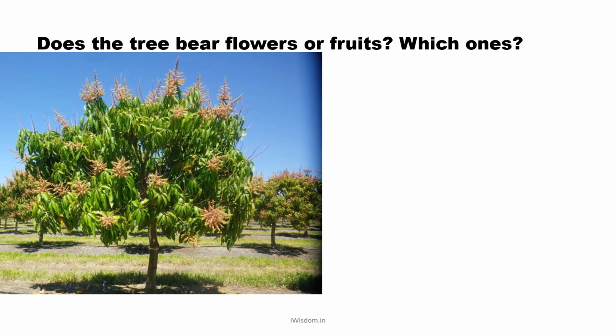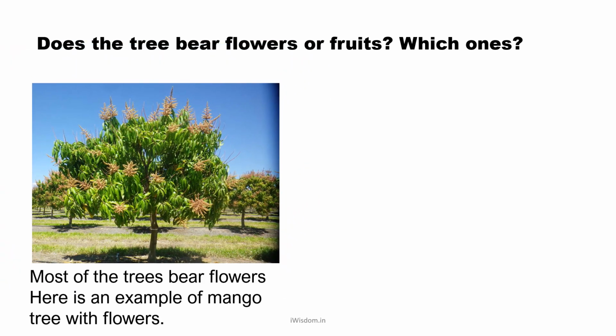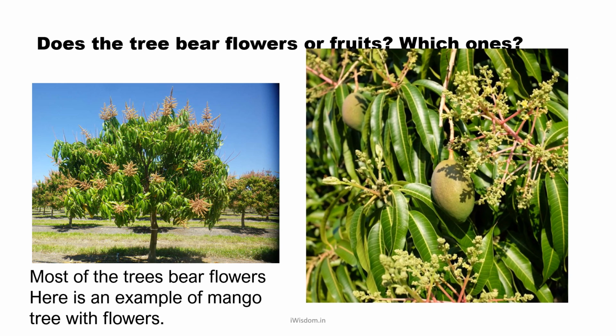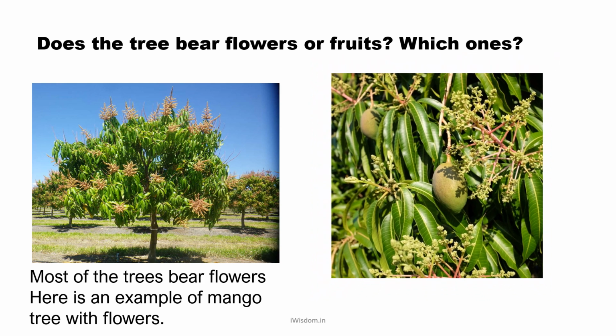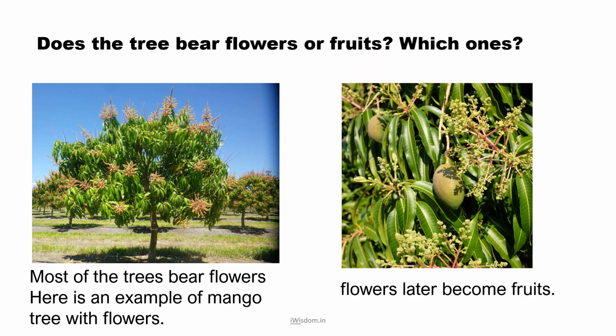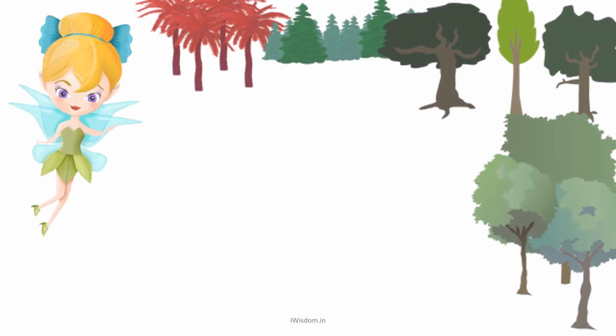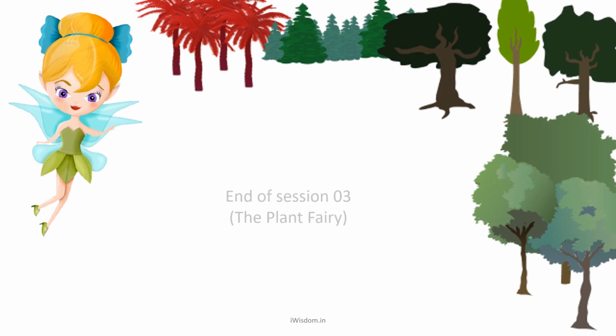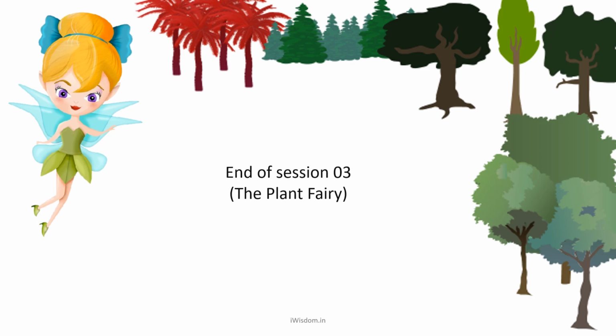Here is an example of a mango tree with flowers. Flowers later become fruits. Rarely do we find trees that do not bear flowers or fruits. Fantastic performance. Very well done. With this we come to the end of session 3.